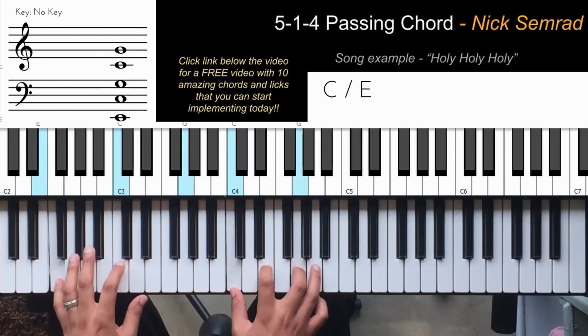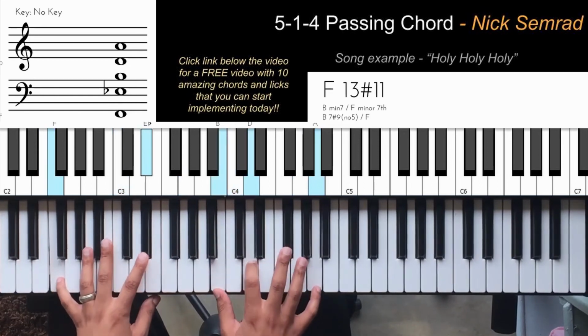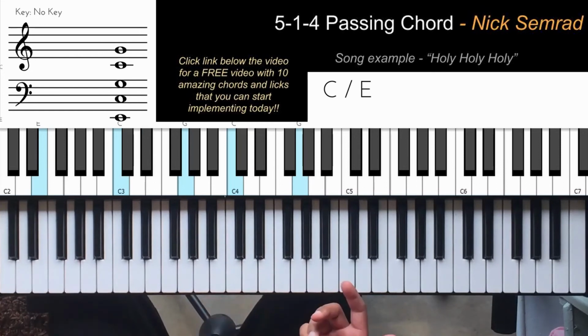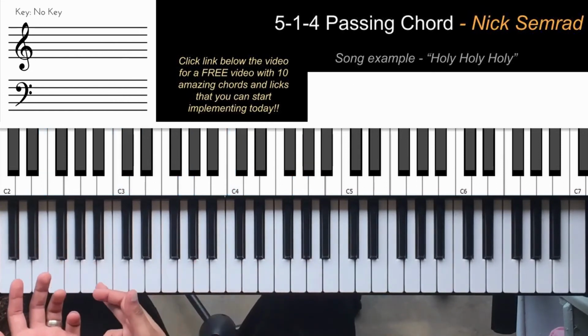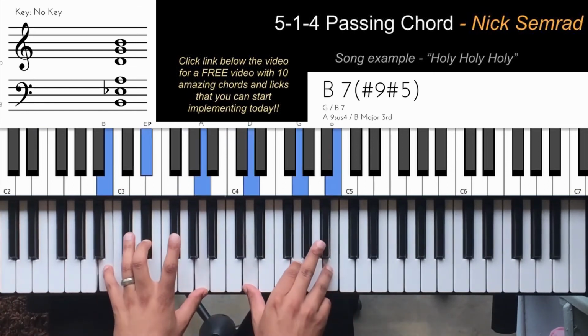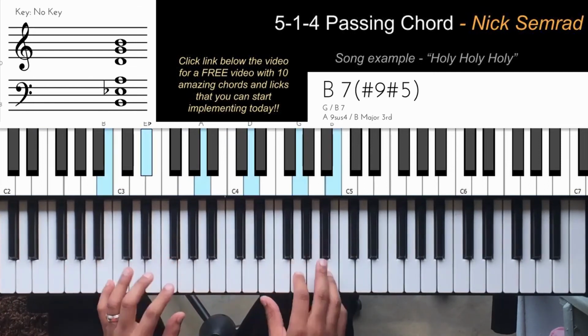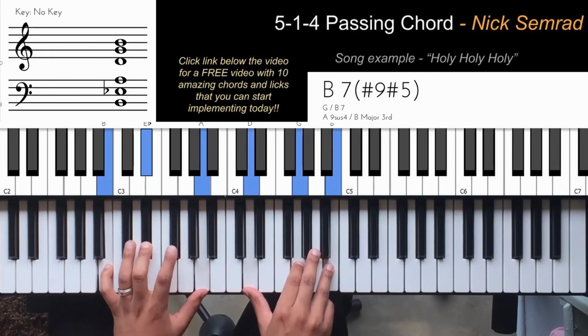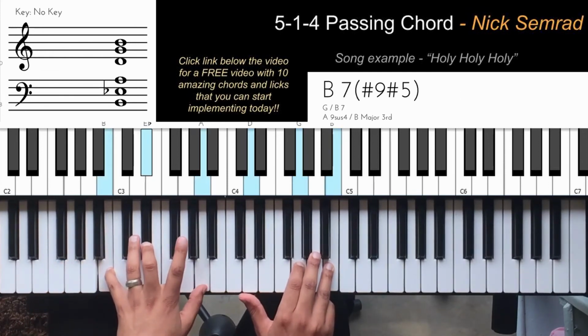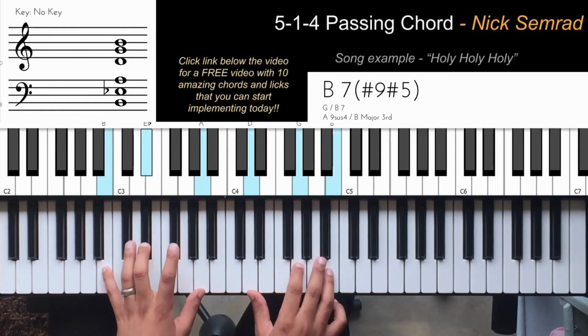You see, after the 4, it goes to the 3. Okay, so what we can do is to get to the 3, we can play a passing chord on the 7, on the 7th scale degree. Okay, and that chord is B7 sharp 9 sharp 5. Okay, so your left hand you have a B, you have an E flat, A, D, G, and a B.